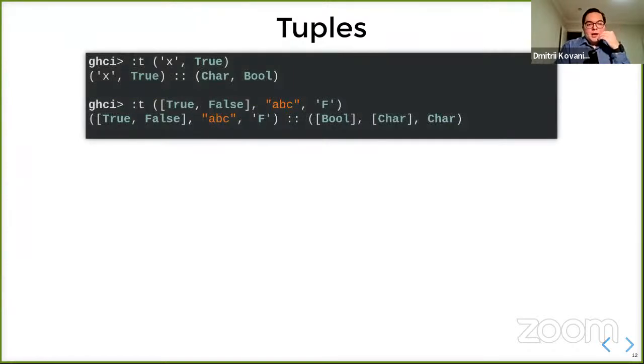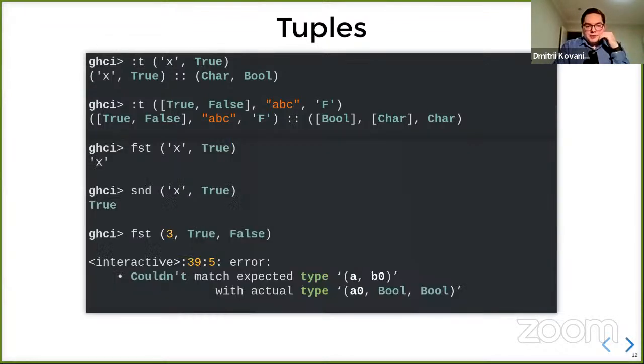So tuples are like lists, but elements of tuples can have different types. You can have pairs, triples, quadruples, and to create a tuple, you put elements between round brackets, and again, you separate them with commas. And if you check the type of a tuple, you will see that the type of the character x and True is a Char and Bool, the types of all elements. And as I said, different elements of a tuple can be of different types.